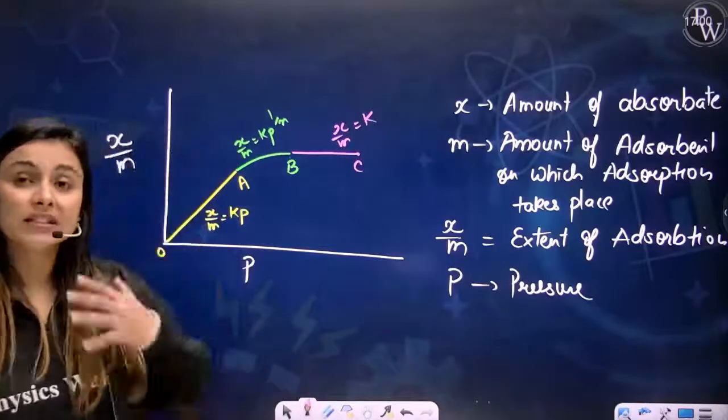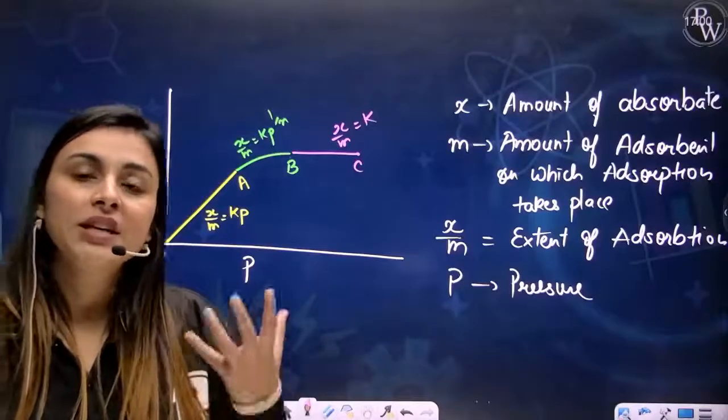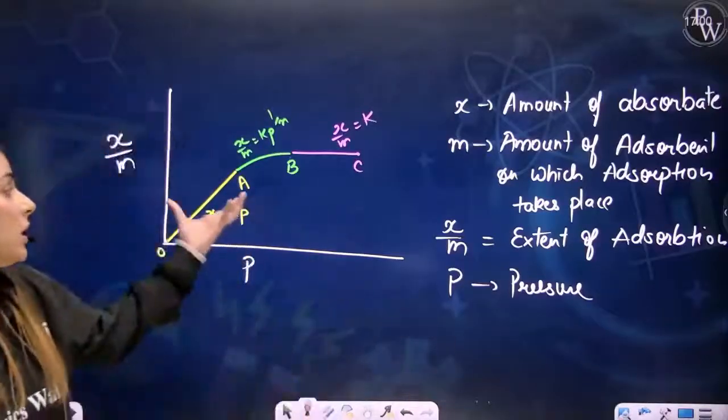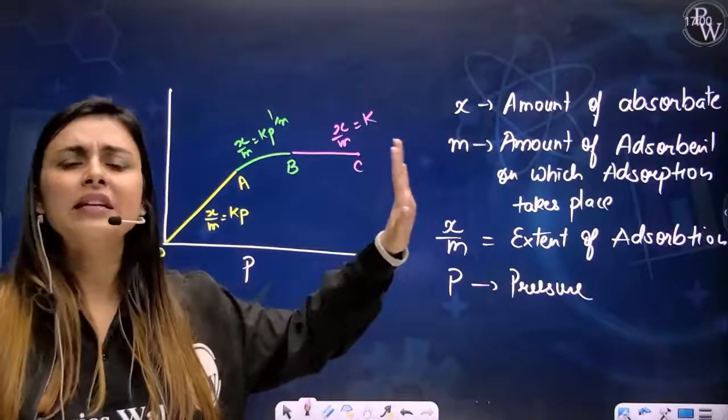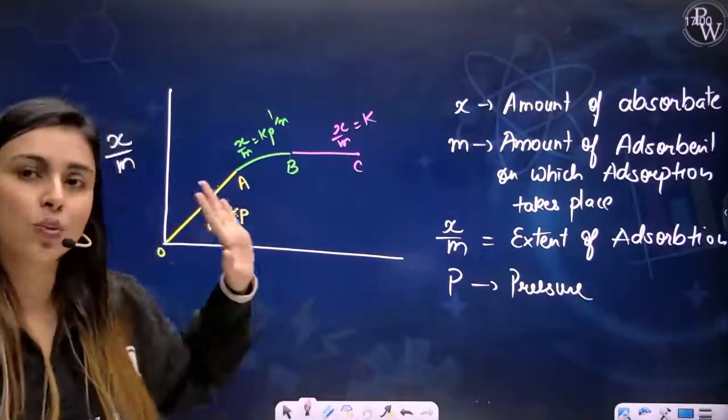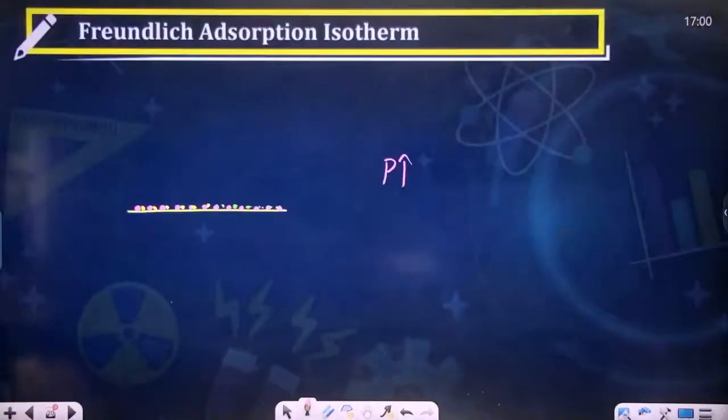Okay, so this is how Freundlich gave the relation between the pressure and the extent of adsorption, and this is your Freundlich adsorption isotherm. I hope you're clear with this. Please write it down.